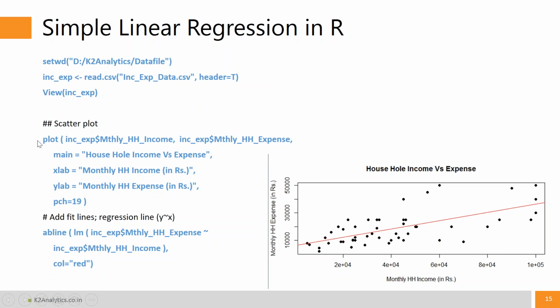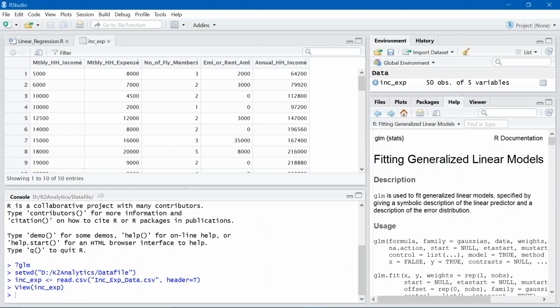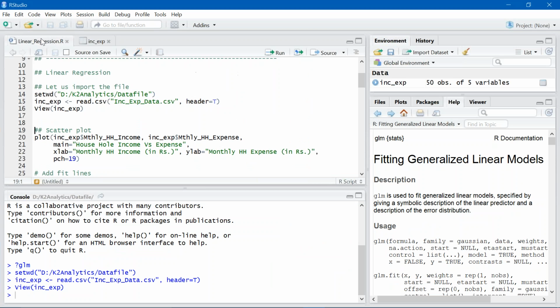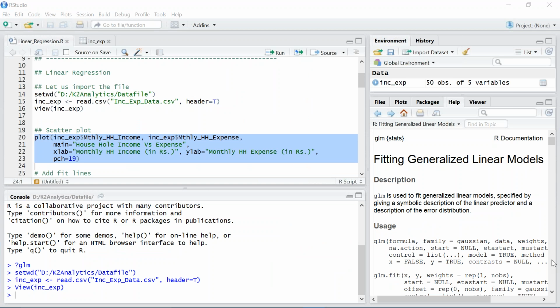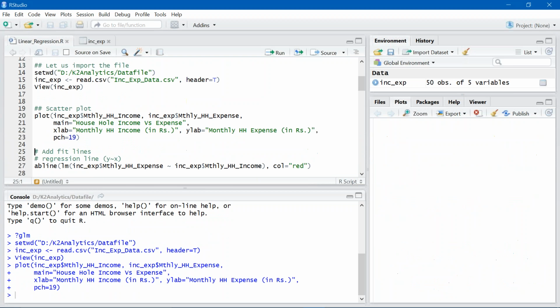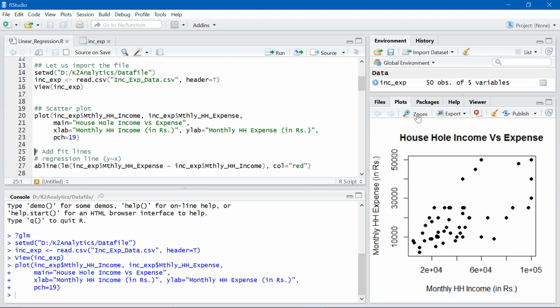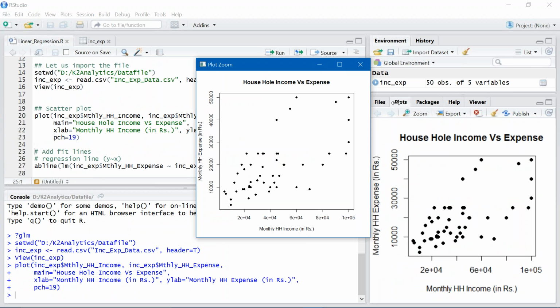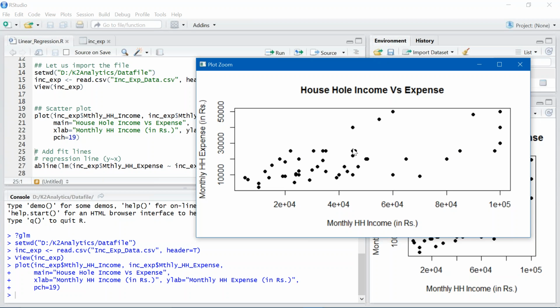So let's quickly do a scatter plot. The code is given. I'm not explaining the plot code. So let's run the plot. Using the plot function, I'm building a scatter plot. Okay, so this is my scatter plot. Zoom. Okay, so this is a graph.